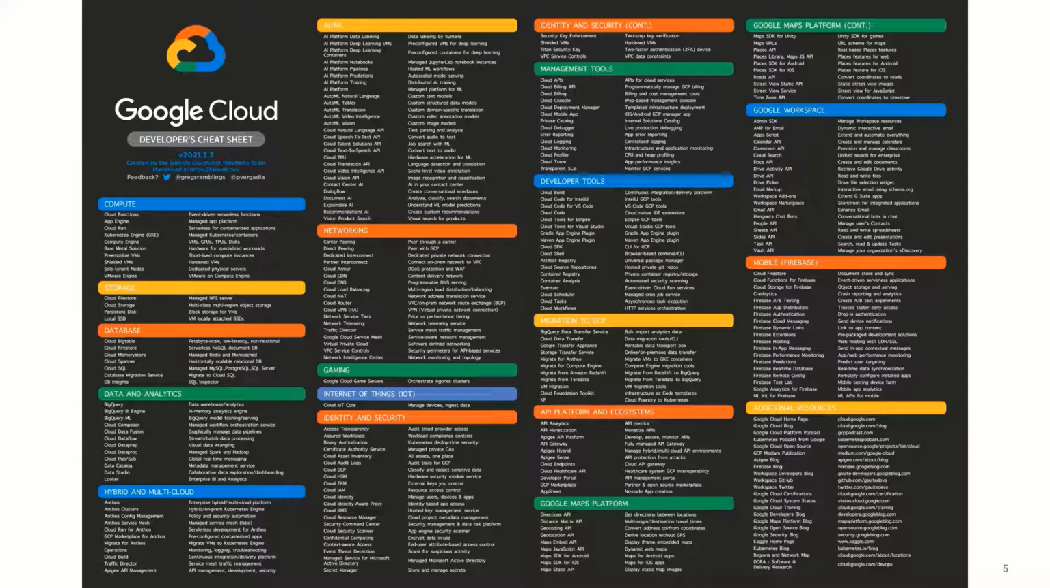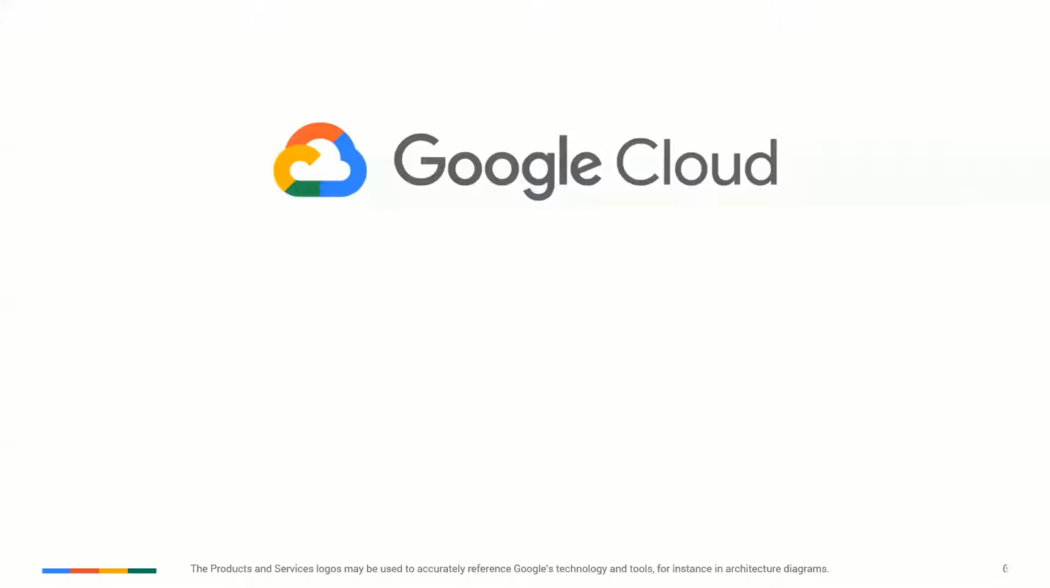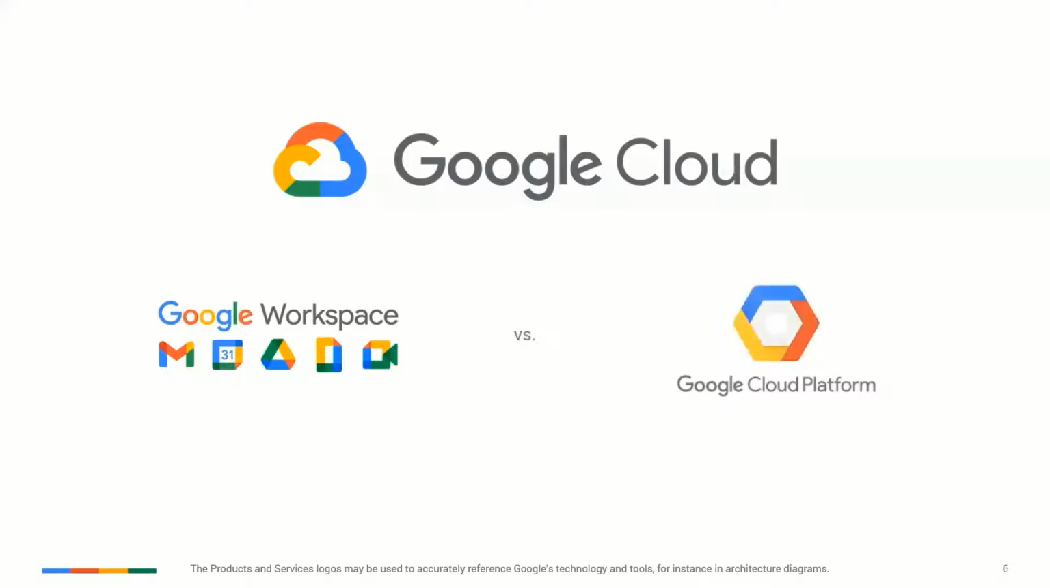There are more than hundreds of products that we're not gonna cover in a day with you. So I will leave it as it is. Feel free to pause if you are interested to read some of those, but I will explain simply that Google Cloud can be divided into two major parts: Google Workspace and the Google Cloud Platform.